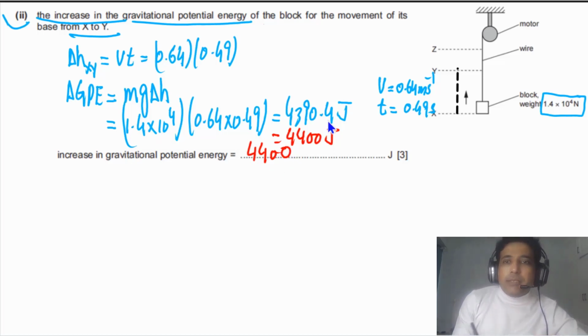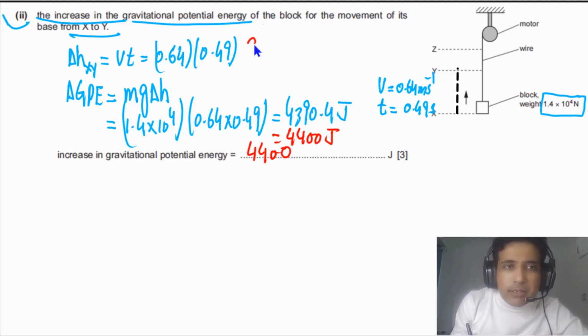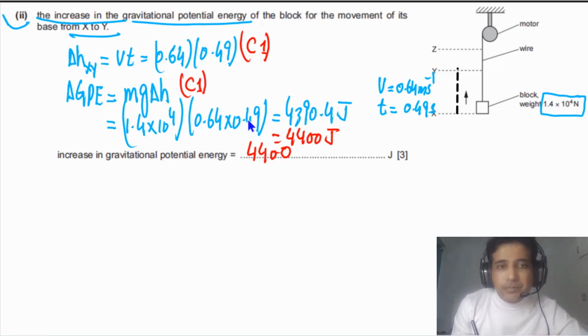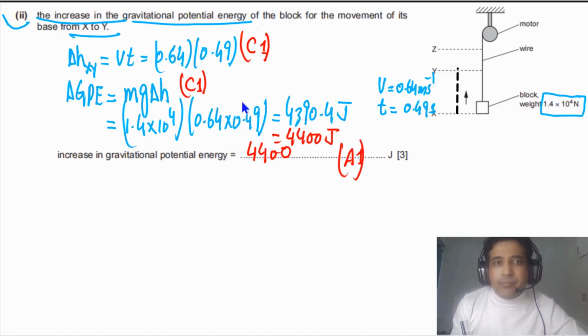And this question has 3 marks. The first mark is if you have calculated the value of delta H, you will get 1 mark. This is C mark. And the second C mark is if you are using this formula, you will get another C mark. And the last mark is answer mark. If you have got the right answer, you will get 3 marks. But if your answer is wrong, but you have written these steps, still you will get 2 marks.